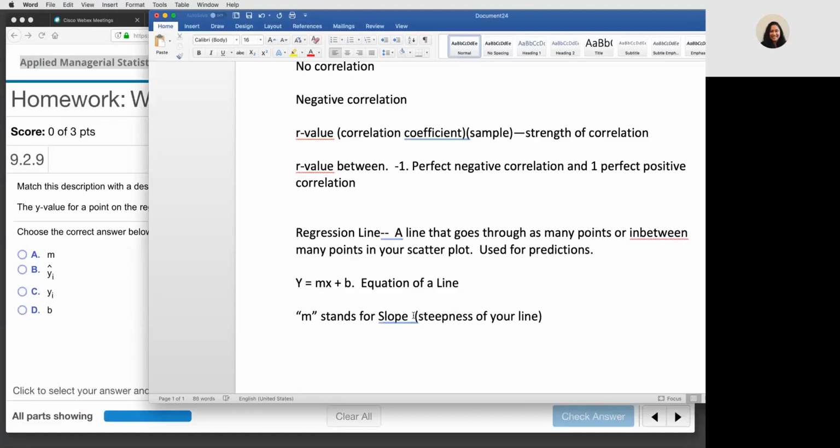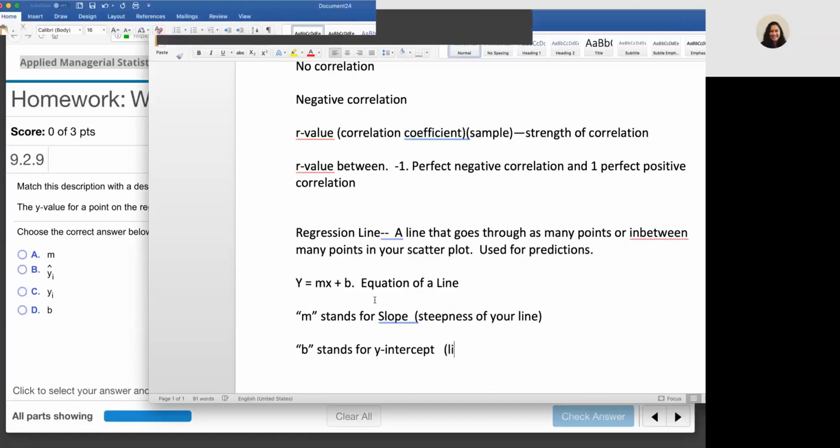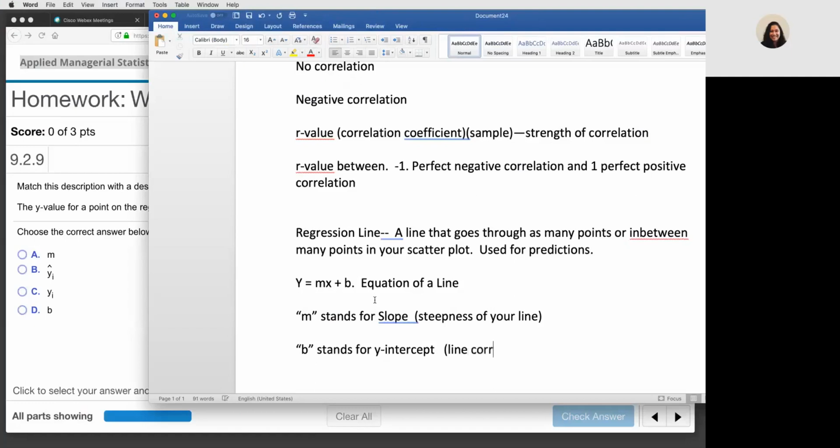Steepness, a word? So that's how it tells you how steep your line is. Now, what does b stand for in this equation? Anybody remember? Isn't it the y-intercept? It is. It is the y-intercept. Okay? This tells you where your line crosses the y-axis.